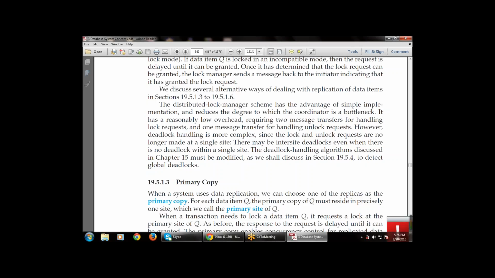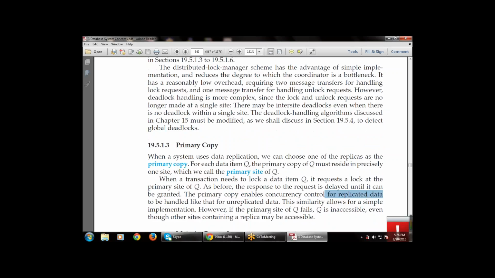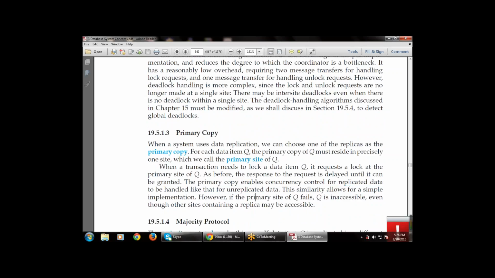When a transaction needs to lock a data item Q, it requests a lock at the primary site of Q. The response to the request is delayed until it can be granted. The primary copy enables concurrency control for replicated data to be handled like that of unreplicated data. So replicated, duplicate data can be handled much like unreplicated data, and this similarity is very essential for a simple implementation.